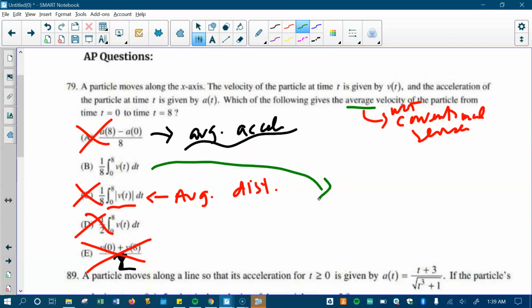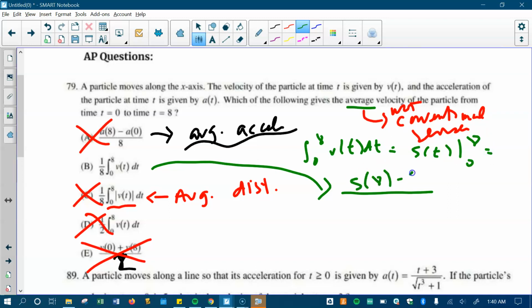Well, let me refresh your memory as to the integral from 0 to 8 of v of t. By the fundamental theorem of calculus, it is going to be the net change of the antiderivative. The antiderivative of v of t is s, so this is really equal to s of t evaluated from 0 to 8, which is equal to s of 8 minus s of 0, over 8 minus 0. The reason there's an 8 minus 0 there is it was 1 over 8, which was 8 minus 0.